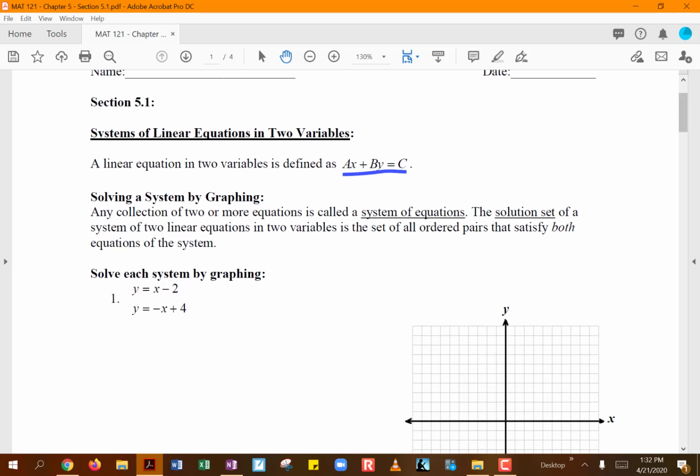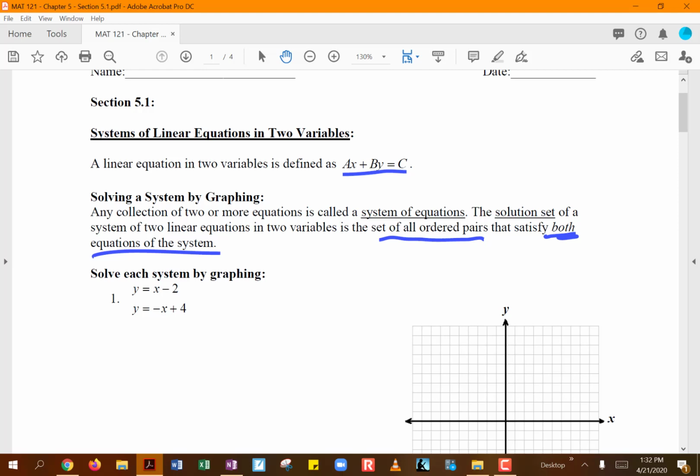As long as you have a collection of two or more equations, we call it a system of equations. When we are talking about the solution set for a system with two linear equations and two variables, the solution set is going to be the set of all ordered pairs that satisfy both of your equations. If you have three equations, then of course it has to satisfy all three of those equations.